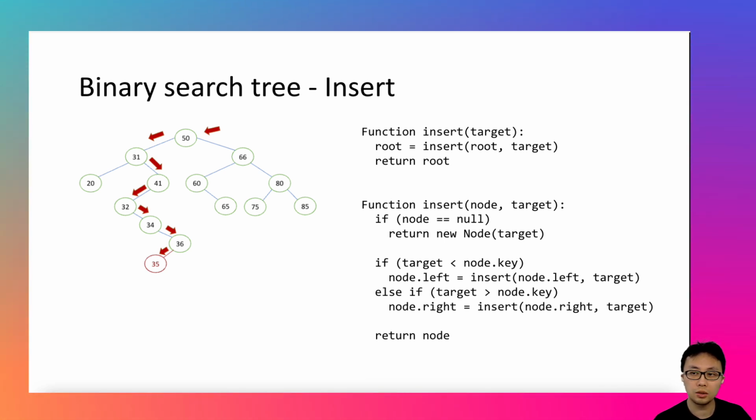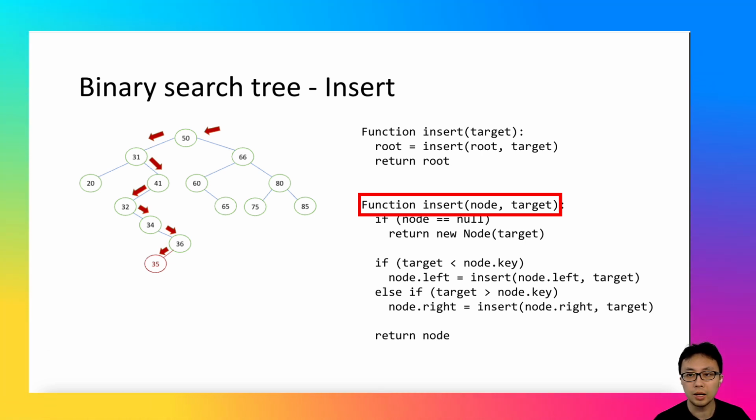Since the second function does the actual work, let's focus on it. This function takes two parameters, one representing the current node being compared to the target, while the other representing the target value.